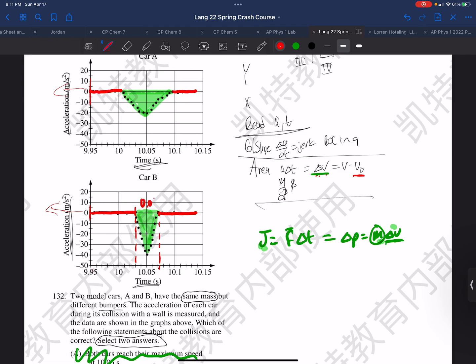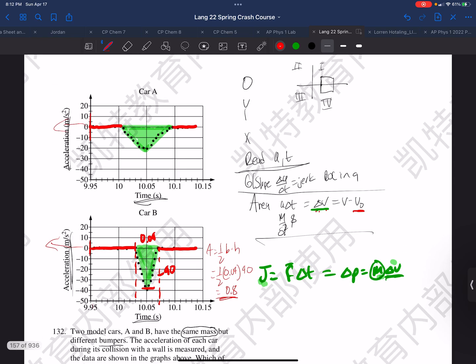So this is 0.04, and this is minus 40. So the area will be equal to 1/2 base times height. So we have 1/2 of 0.04 times 40. And so that's 0.02 times 40, which is 0.8.